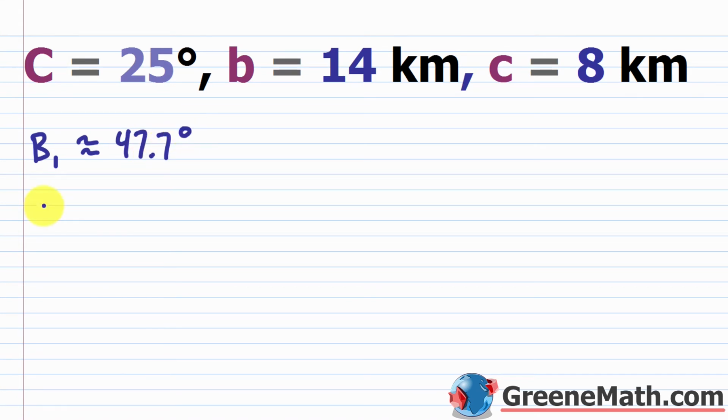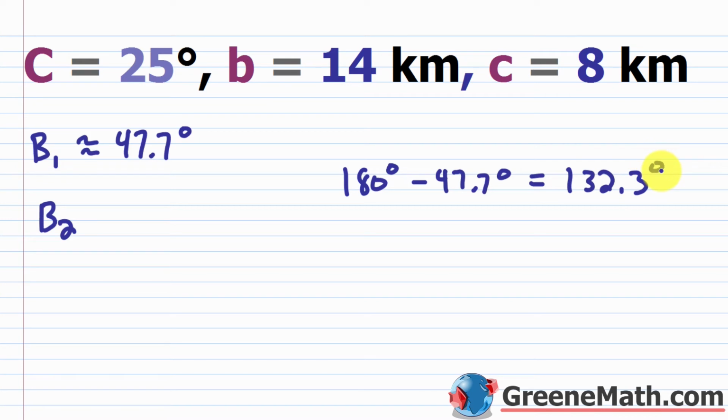So how do I get B sub 2? Remember, we talked about this earlier when we said we would use the concept of a reference angle. All we'd have to do is go into quadrant 2 and say, well, 180 degrees minus this reference angle, 47.7 degrees, would give me 132.3 degrees. So this is approximately 132.3 degrees.